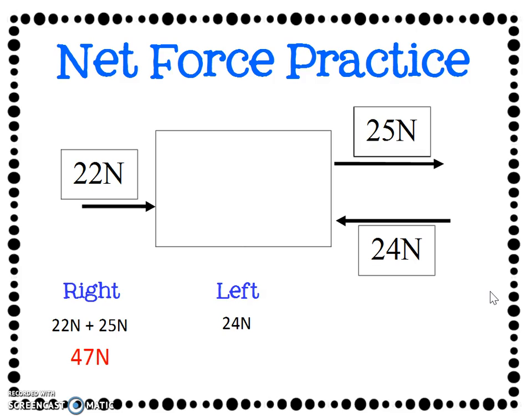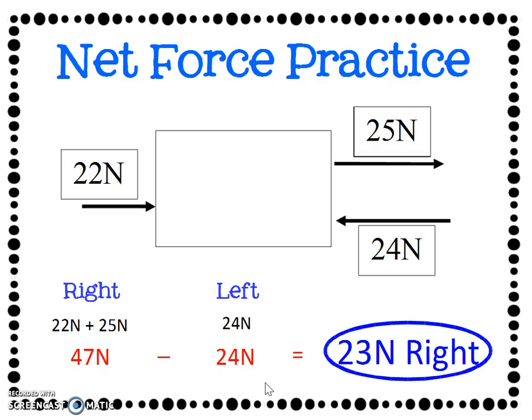So altogether on the right you have 47 newtons, and altogether on the left you have 24 newtons. And as I stated earlier, if the forces are going in the same direction, you're going to add, but if they are going in opposite directions, you will subtract. So to calculate the net force here, we found the total going right, we found the total going left. To find the net force, we're going to subtract the opposite directions here, and we see that the net force is 23 newtons and is going to be to the right. Remember, forces have a magnitude and a direction. So which way is this box going? It's going to the right.